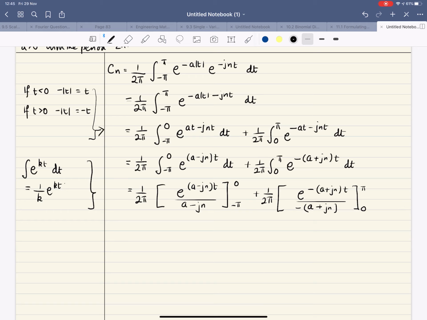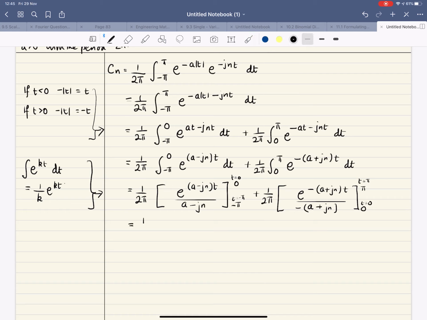Okay, that's in there, that's in there. Right, so now I've got to substitute. These are t's down here. T is 0. T is minus pi here. There's a t is pi. This is t is 0. And that's because we're integrating with respect to t here. So these values are t's.